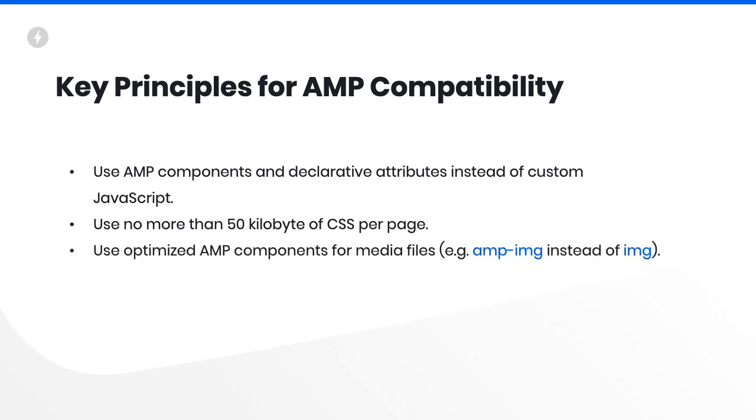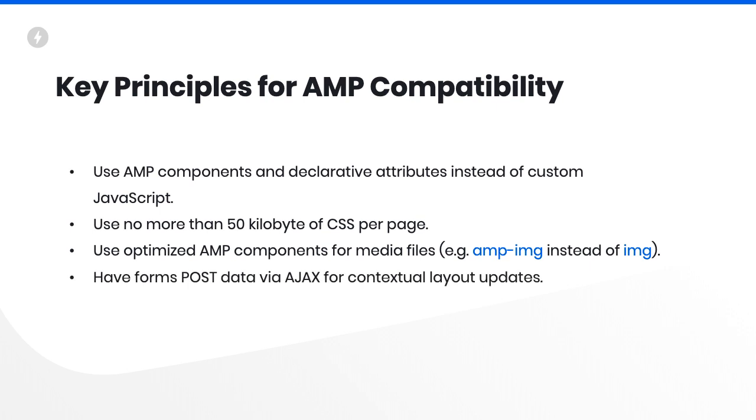Then you must always use the optimized AMP components for media files. For example, IMG is not allowed in AMP. Always use AMP IMG instead. The same goes, for example, for AMP video instead of a video tag, and the same for audio as well. If you have a web form, it has to submit its data with an AJAX request, because if you do it without that, the entire page reloads, which is also not such a great user experience.